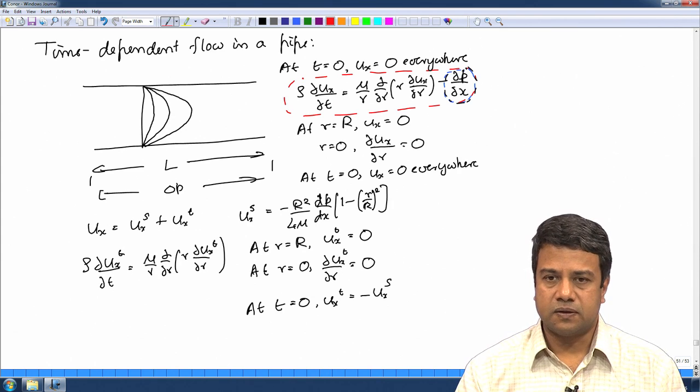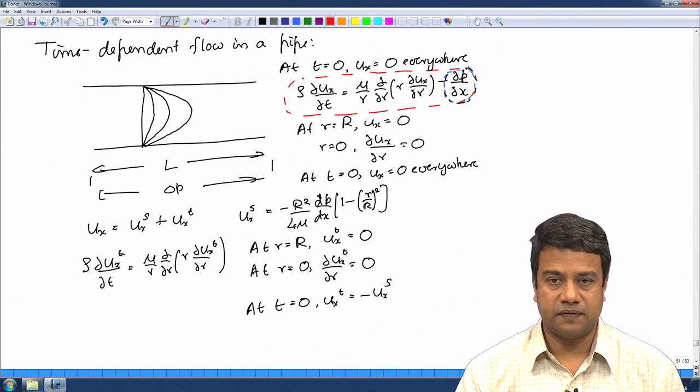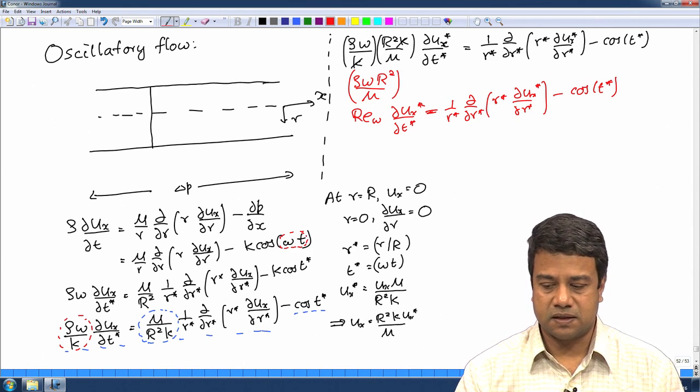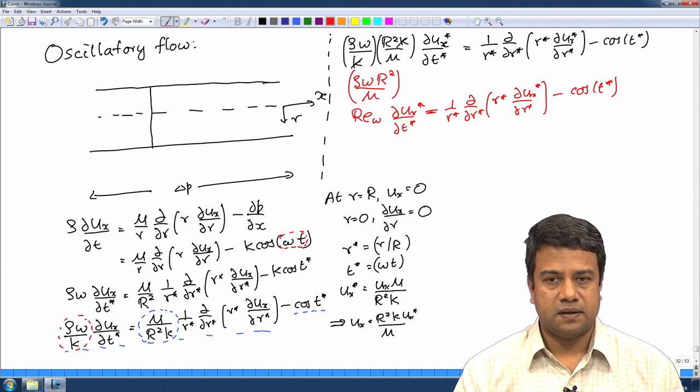I had told you briefly how to solve the time dependent problem for the flow in a pipe. It was very similar to the flow down an inclined plane that we had done previously. And where we were at last lecture was to discuss the oscillatory flow in a pipe. This of course has applications.